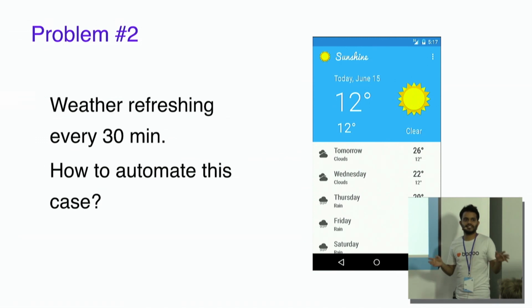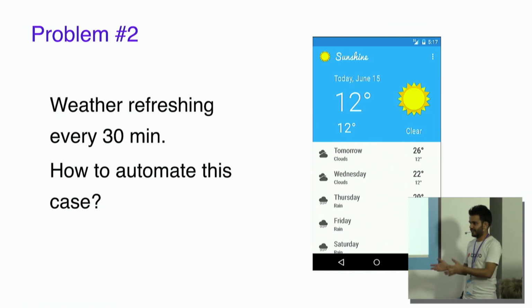Similar case: let's say there's a weather application which refreshes the weather every 30 minutes, and you want to test this business case, that after every 30 minutes the weather has actually refreshed. Now, how will you automate this case? Is it wise to wait for 30 minutes in the automated test? Definitely no. So imagine if your test could tell your app, I'm testing you, so can you please, for some time, change that 30 minute interval to 3 seconds so that it will be easy for me.